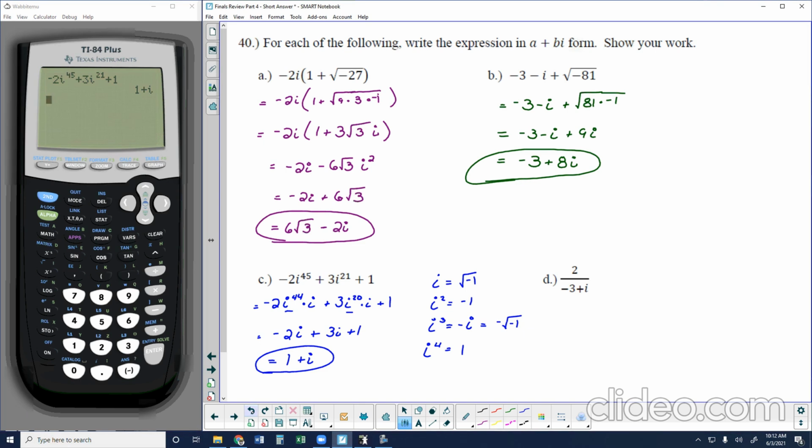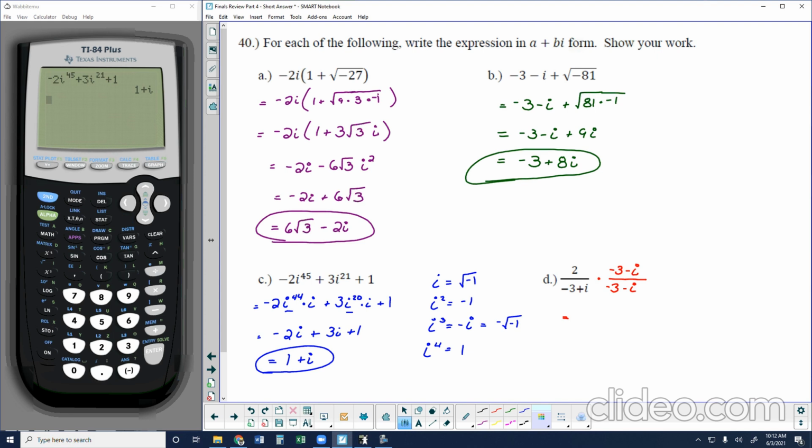Now part D. In part D, I want to do what's called rationalizing the denominator. Currently, I have an imaginary number in the denominator. I want to rationalize that. And we can rationalize that when it's a binomial by multiplying by the conjugate. So the conjugate of -3 plus i would be -3 minus i. And I'm going to multiply by -3 minus i over -3 minus i, the same thing in the numerator as the denominator, to not change the fraction.